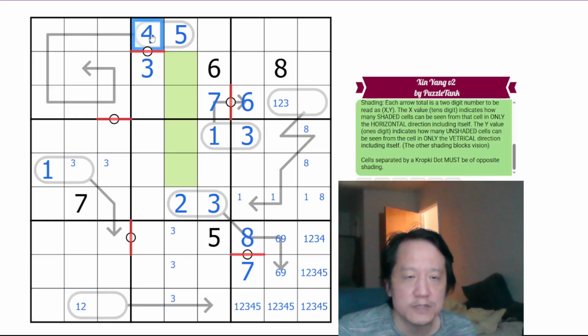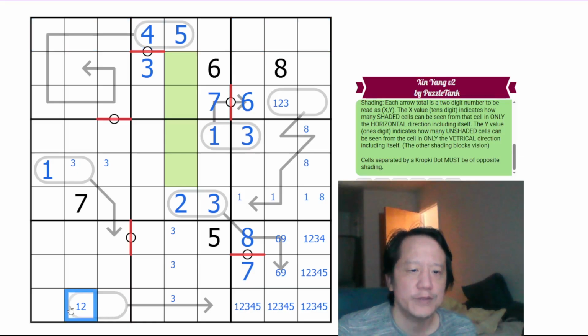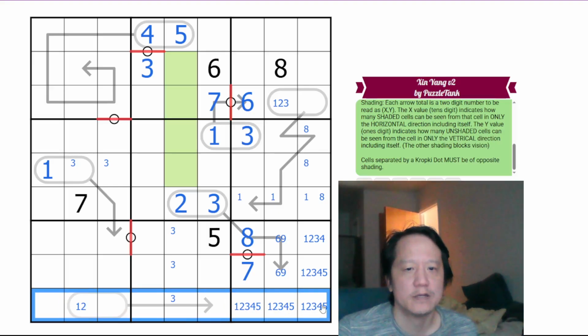Well, this sees only 4 cells in this row here that are shaded. That means there's going to be a change of shading here. This sees only 1 or 2 cells in a change of shading this way. So that means there's a change of shading somewhere in row 9.